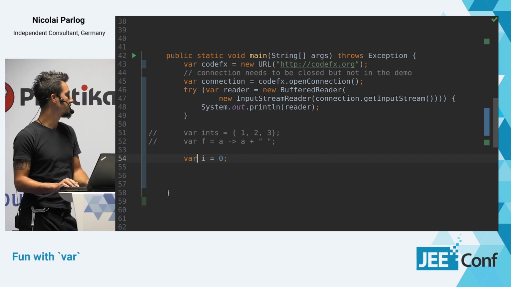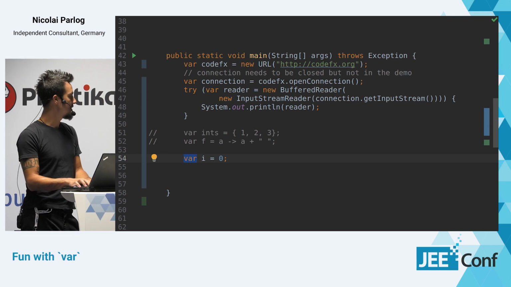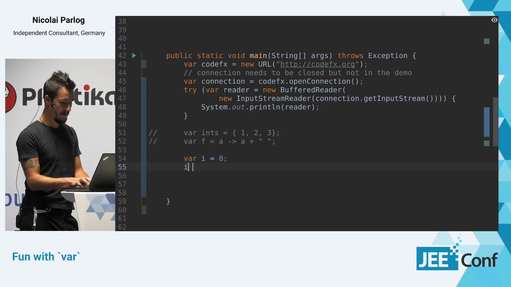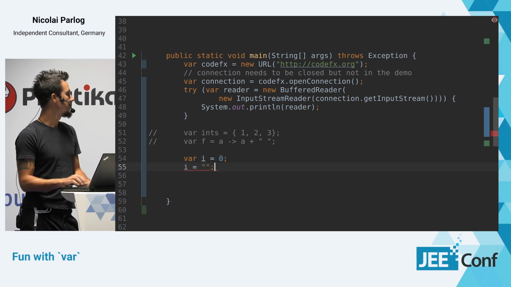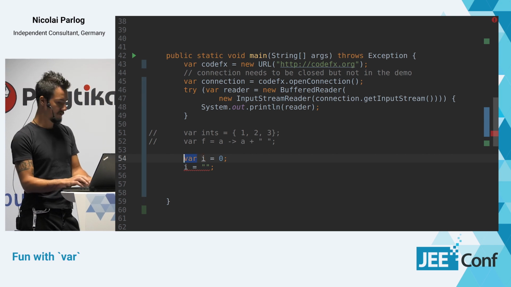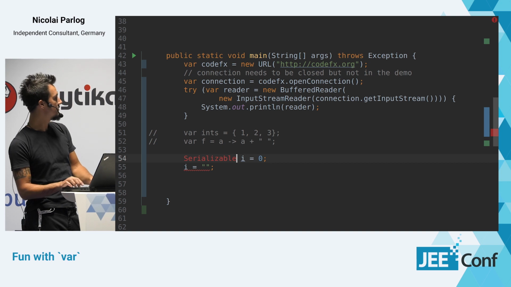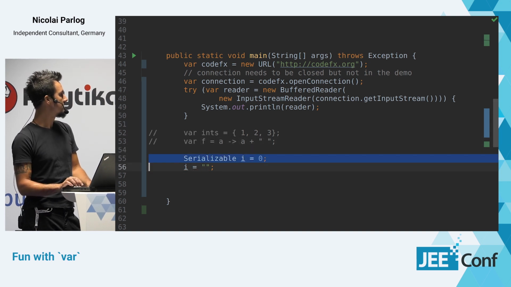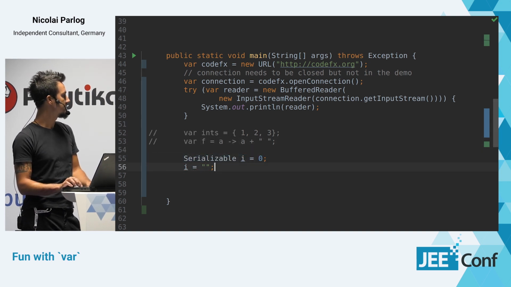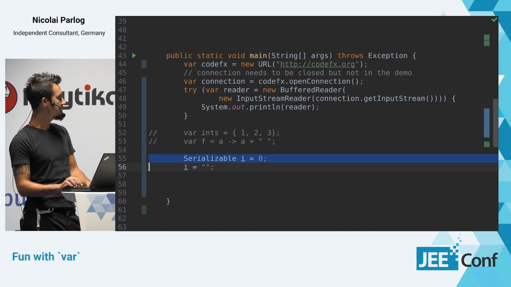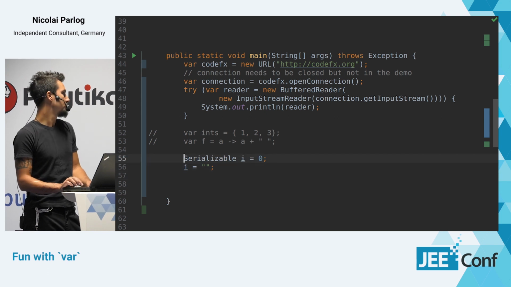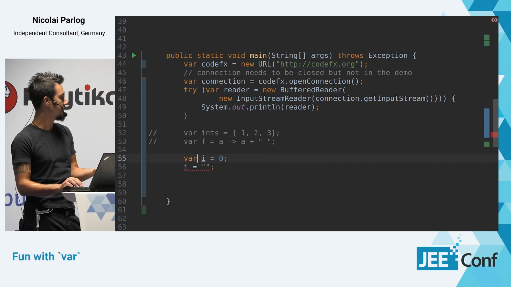What you could imagine would be, let's say I is 0 here and then I is a string here. You could imagine, wait, but there's a supertype here. Serializable is one of those. So both an integer and a string are serializable, right? So there is a type for which these assignments make sense. And you could think that maybe var could infer that type.